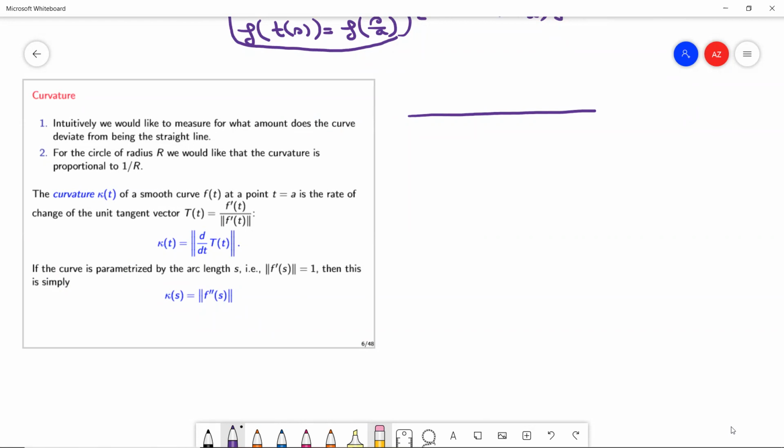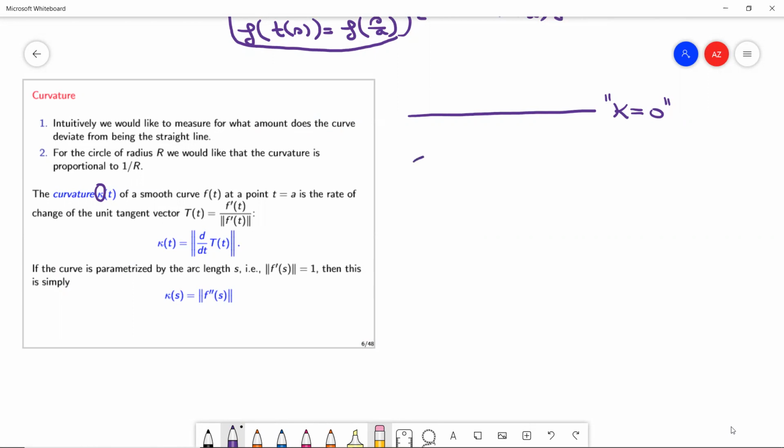So let's say, as we will shortly see, that the notation for the curvature is this kappa. So I will just use this notation. So kappa is 0. Like this curve is not curved at all. The curvature is 0.